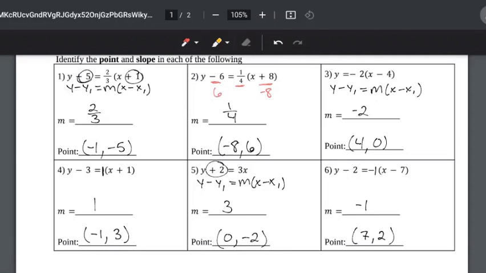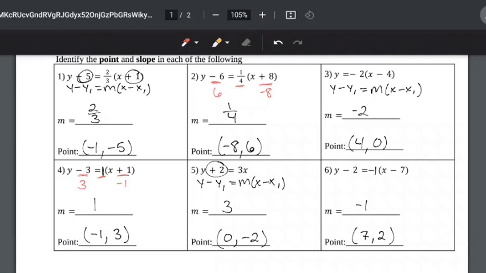For number 4, our slope is 1 if there's no number next to the set of parentheses. Remember, it is an imaginary 1, or it's an invisible 1. We need to go ahead and draw that 1 in, and that's our slope. Our x1 is the opposite of positive 1, which is negative 1. And then our y1 is the opposite of negative 3, which is positive 3.